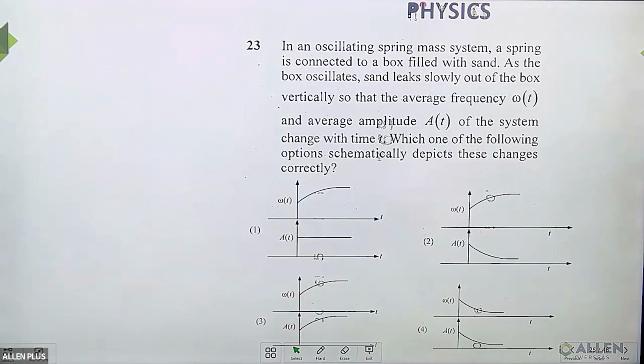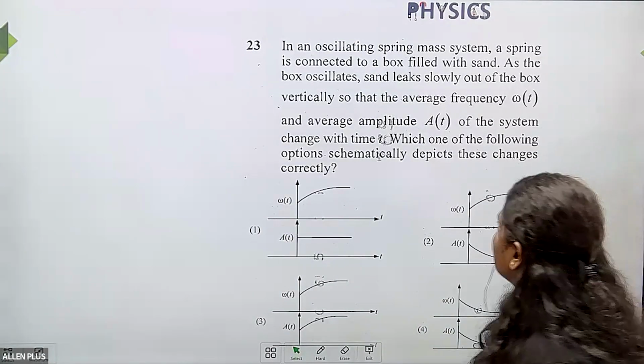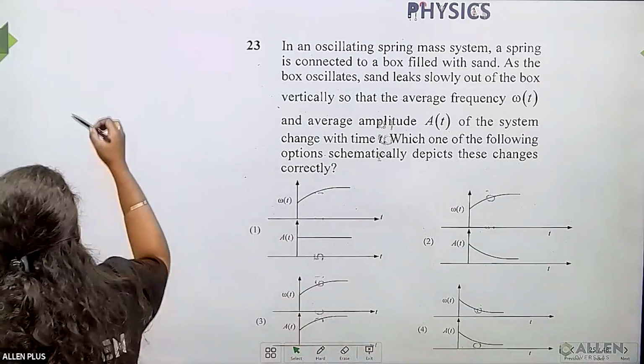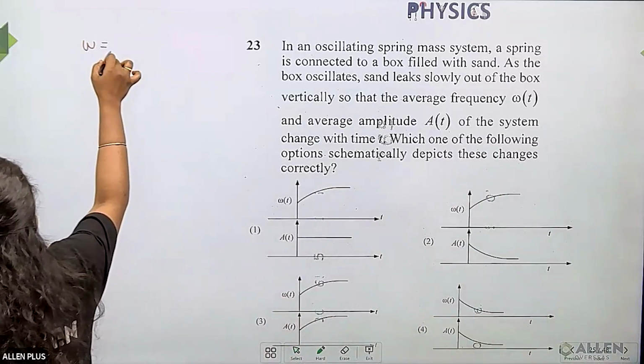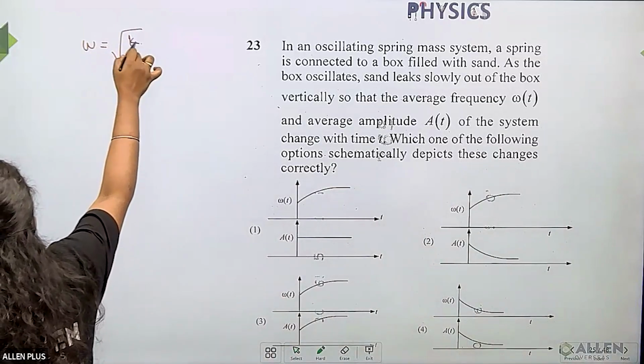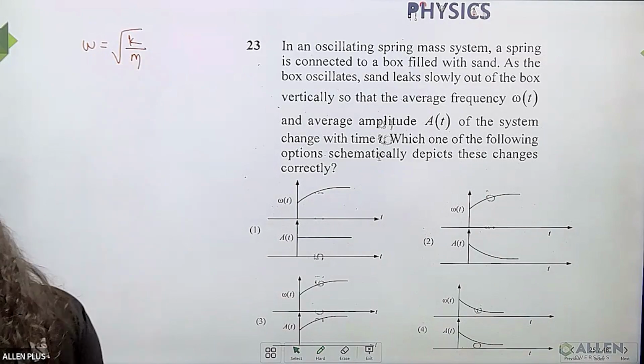In an oscillating spring mass system, a spring is connected to a box filled with sand. As the box oscillates, sand leaks slowly out of the box vertically so that the average frequency and average amplitude of the system changes with time. Which of the following options schematically depicts these changes correctly? So first we'll talk about the angular frequency, or the average frequency over here, which is obtained by the formula root over k by m.